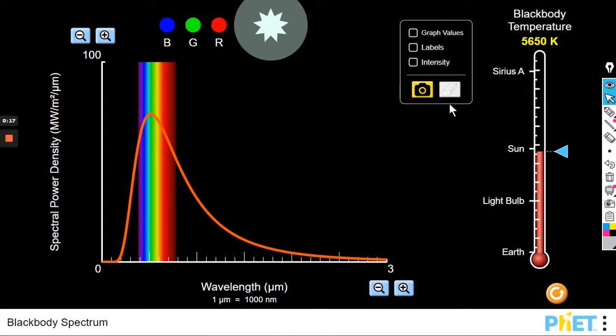This is a simulation for black body radiation, and we are going to use it in our sheet for a very long time. So let us understand how to use this simulation and how it is going to help us. First thing that you should observe right here is the graph. The graph has two axes as always. This is the y-axis. On the y-axis, you have spectral power density.